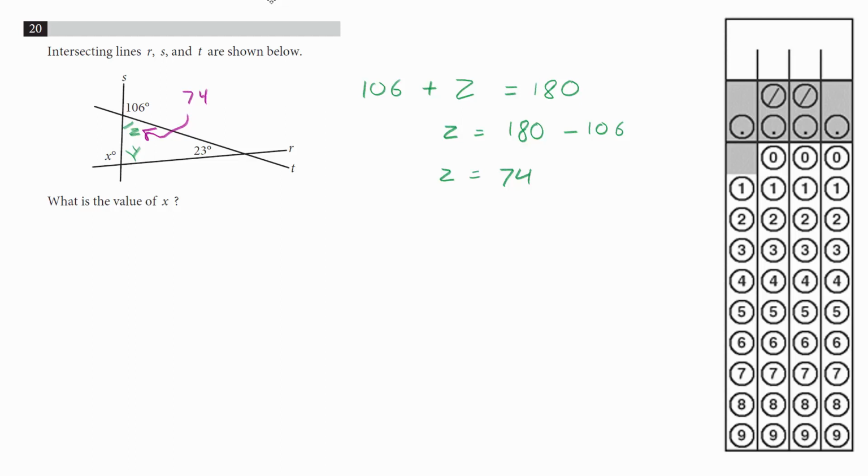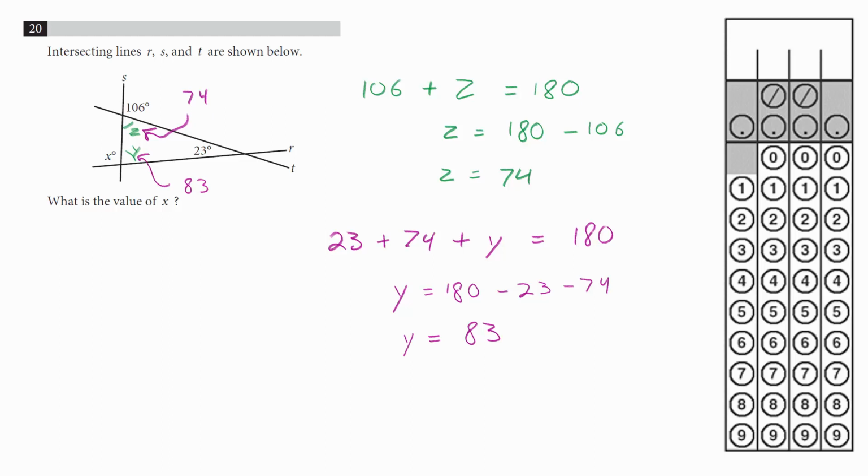So we also know that 23 plus this 74 plus the unknown angle y is equal to 180. Rewriting this, we know that y is equal to 180 minus 23 minus 74. So y is going to equal 83. So 83 is that angle.